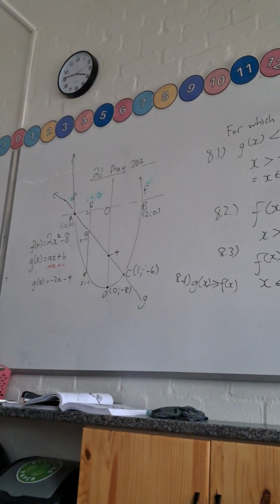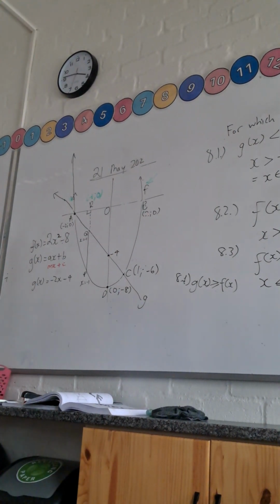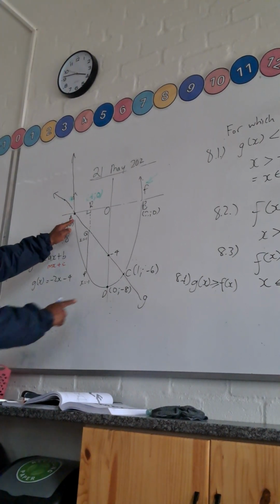You want to see where g of x is greater than f of x. So when the straight line is greater than the parabola, when it's above the parabola. Right of C. Everything to the right of C, the parabola is above the straight line. No, we want where the straight line is above the parabola. I'm looking at the wrong question. Sorry, I was looking at 8.3. 8.4 now. g of x is greater than f of x. So everything to the left of C and everything to the right of A. So it's between A and C.